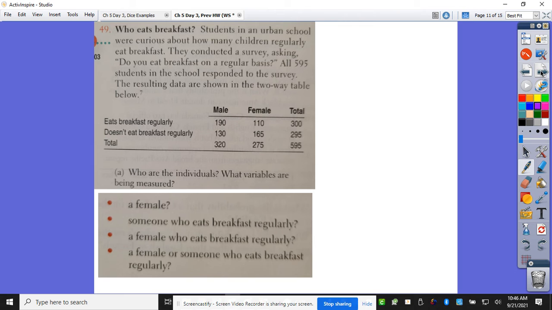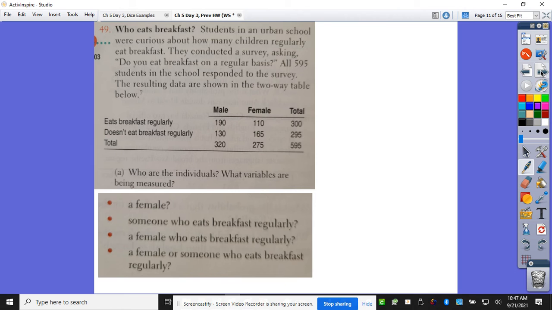270. Are y'all okay if I just say the numbers and not talk about reducing them right now? You should reduce them as your answer, but I want to go a little bit quicker. 275 over 595. Someone who eats breakfast regularly would be what over what? 300 over 595. A female who does eat breakfast regularly would be 110 over 595.